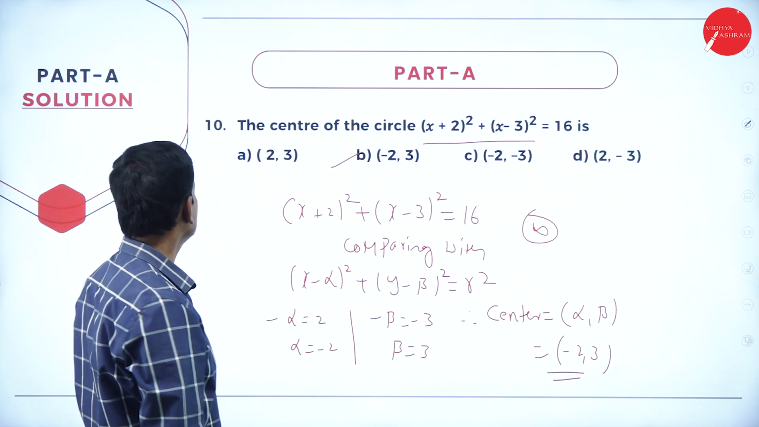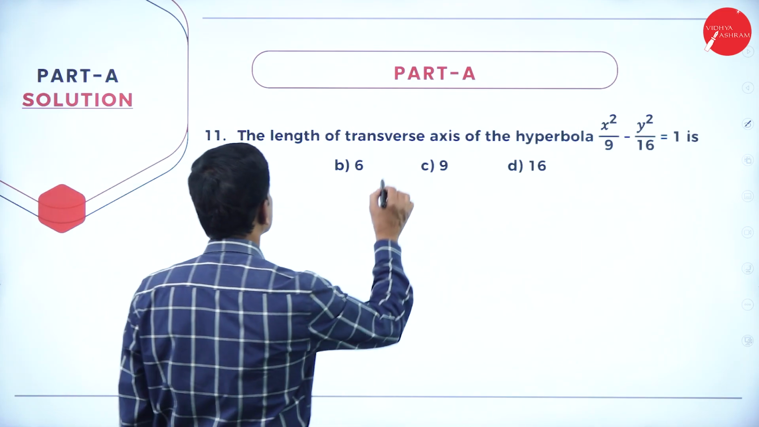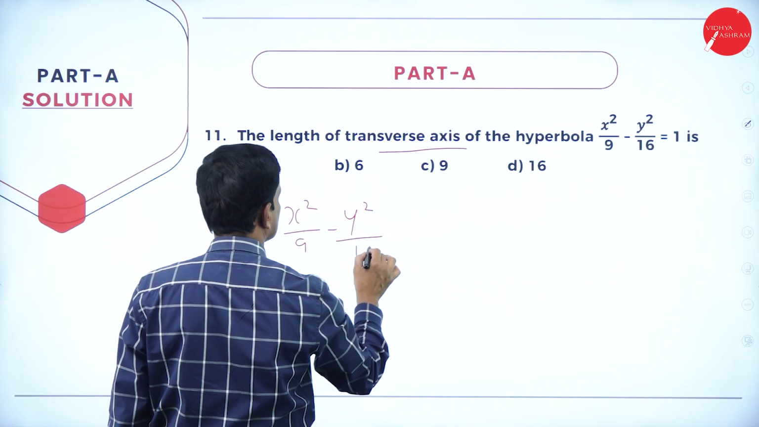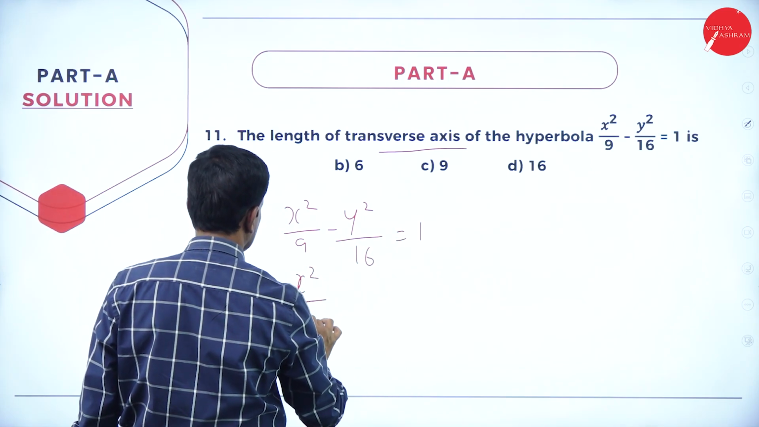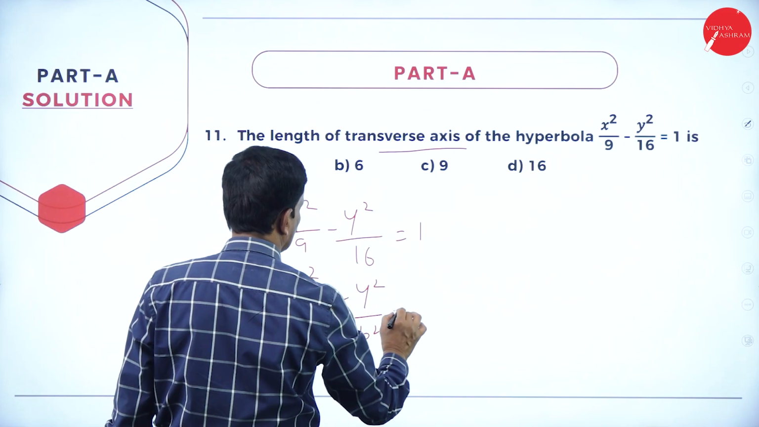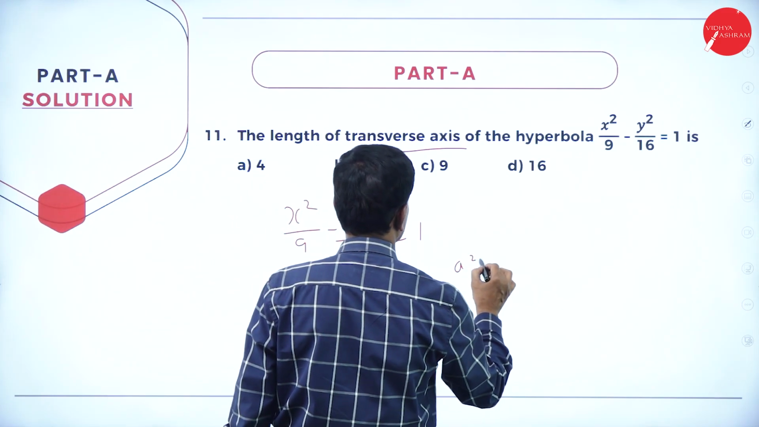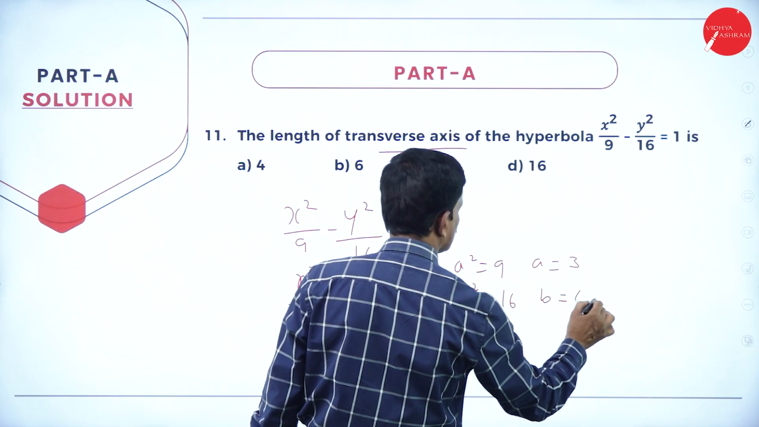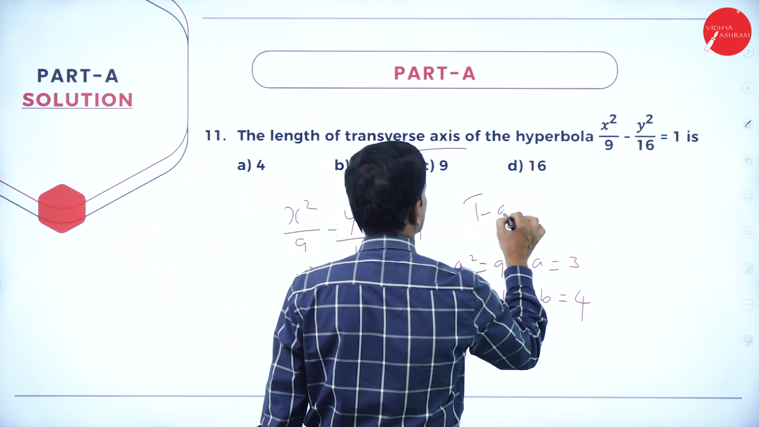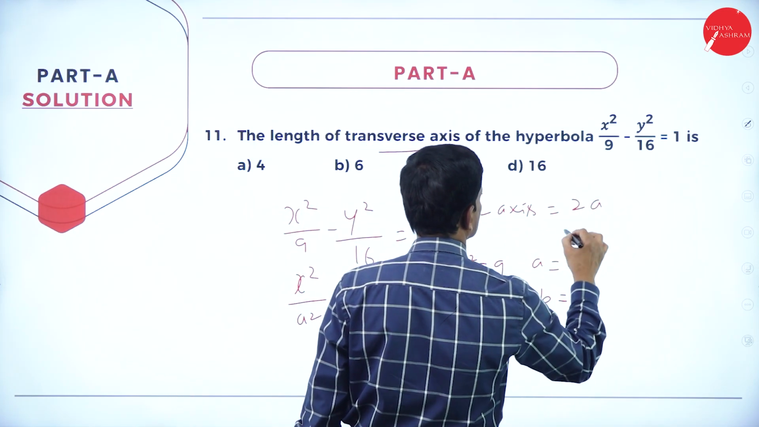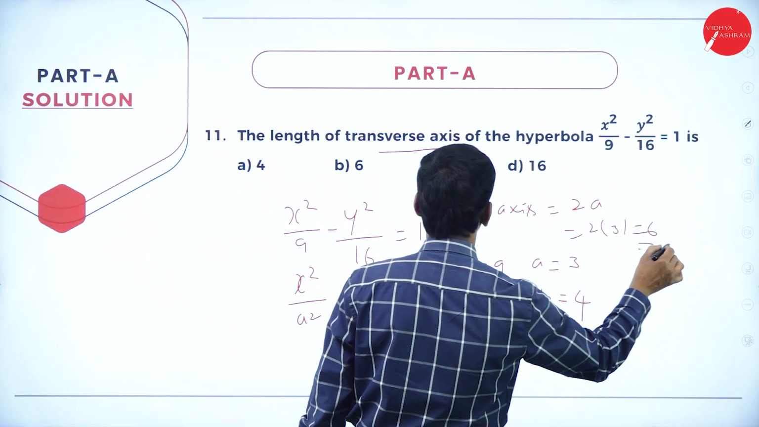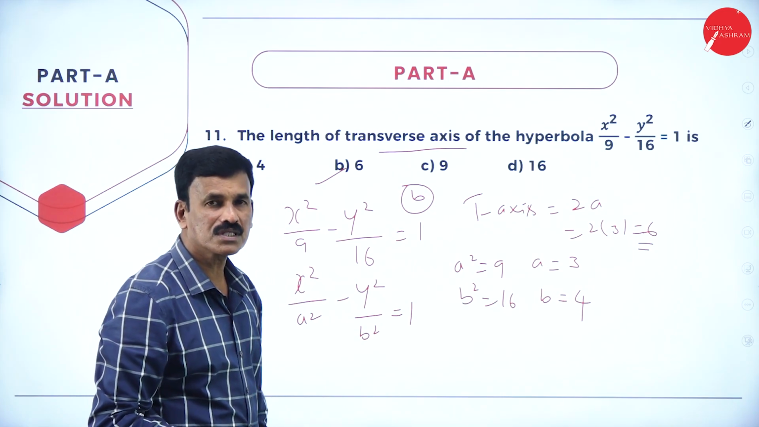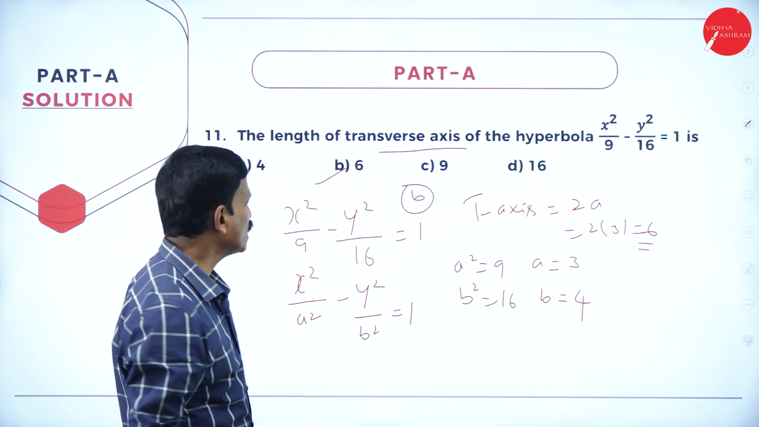Now, move on to the next problem, 11th question. The length of transverse axis for the hyperbola x square by 9 minus y square by 16 is equal to 1. Comparing with the standard equation, x square by a square minus y square by b square is equal to 1: a square is equal to 9, a is equal to 3, b square is equal to 16, b is equal to 4. The length of transverse axis is 2a, 2 into 3, that's equal to 6. The option is B.